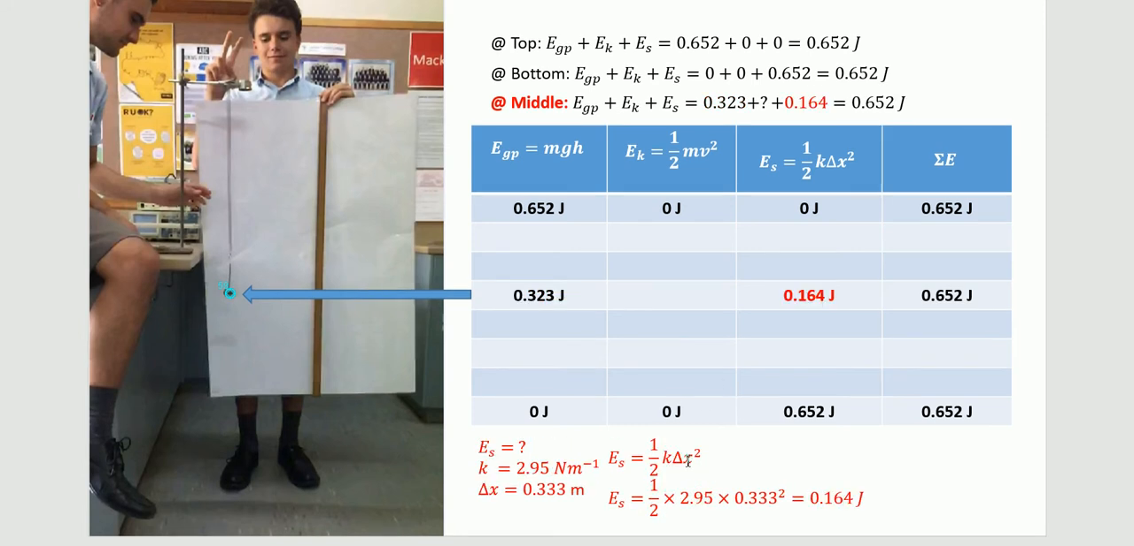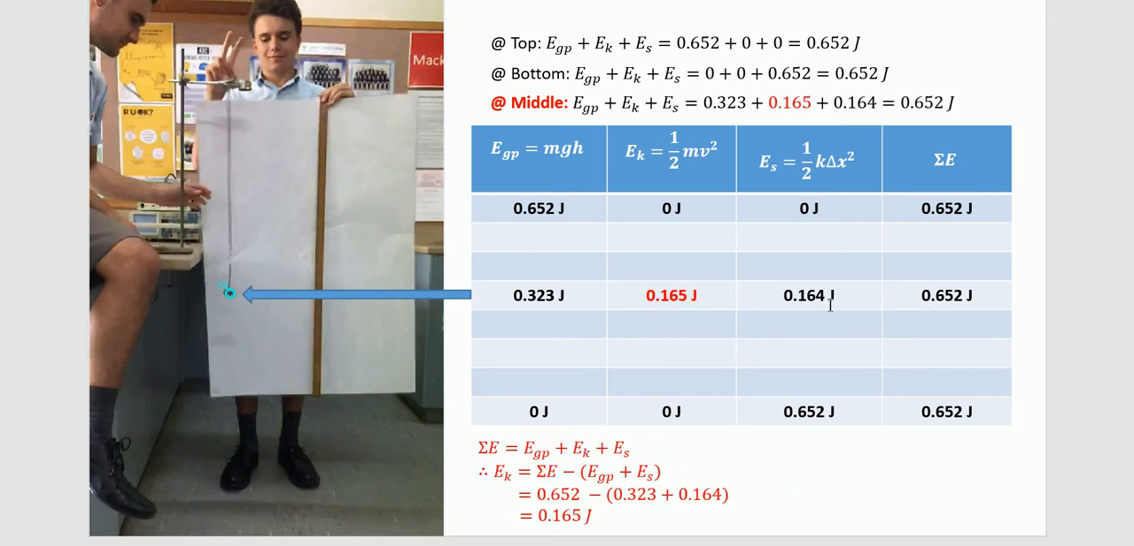We can easily now, using the spring constant, also consider that as our delta x, our extension of the spring. So a half of the k, 2.95, multiplied by the extension of the spring, 0.333 squared, that tells us there's 0.164 joules of elastic strain potential stored in the spring.